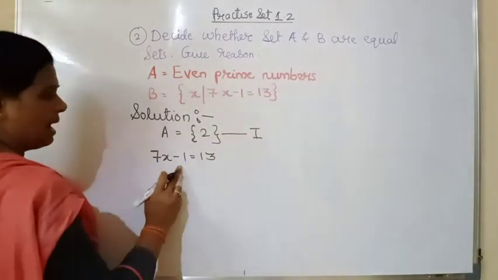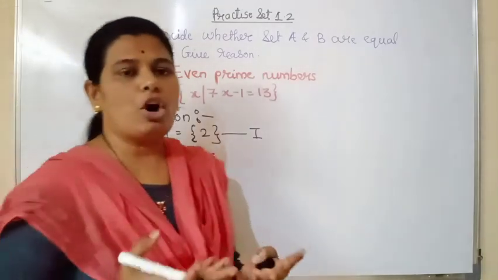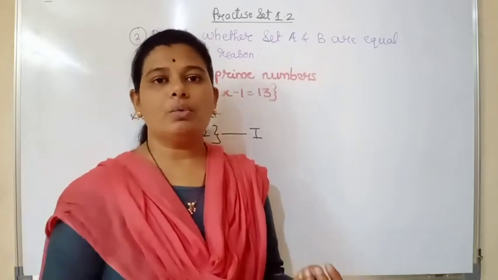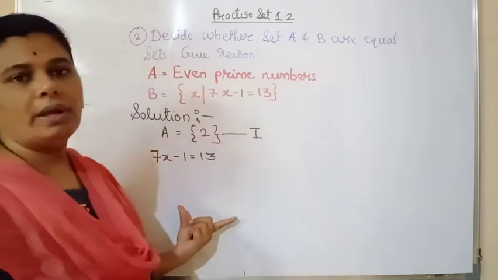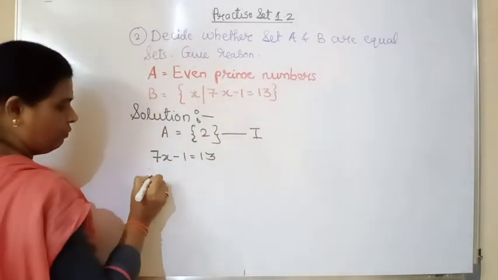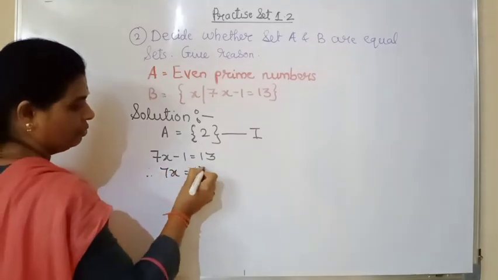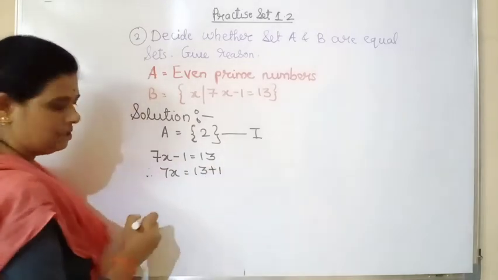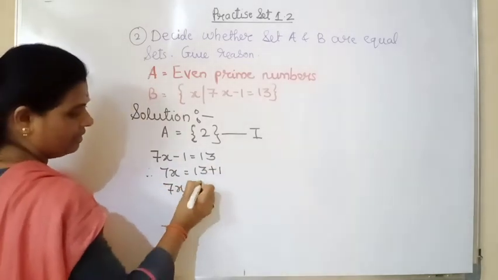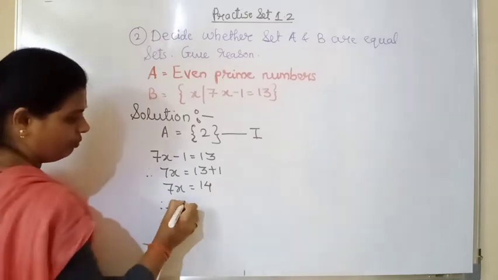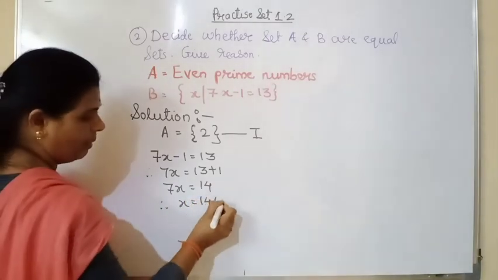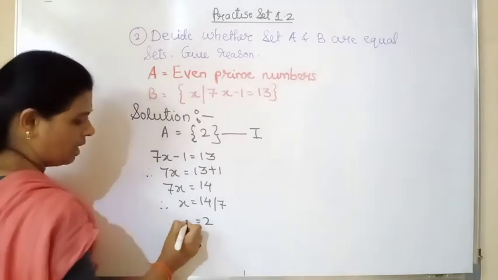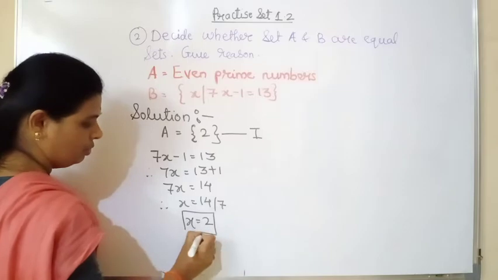See now, 7x minus 1 equal to 13. As we normally solve equations, up to 8th standard you have learned how to solve equations with one variable. The same method you have to follow here. So 7x is equal to 13, the minus 1 will go to the other side and become plus 1. So 7x equal to 14, therefore x equal to 14 upon 7. 7 times how many is 14? 7 twos are 14. So here x equals 2.